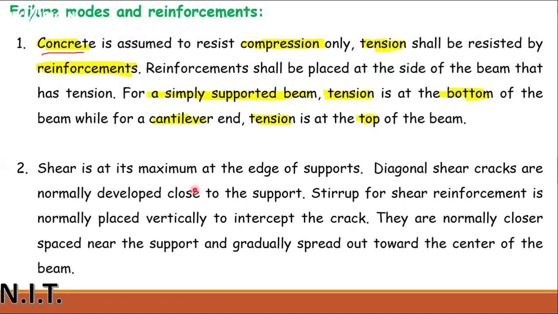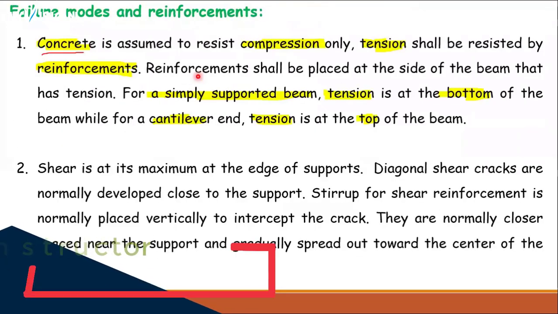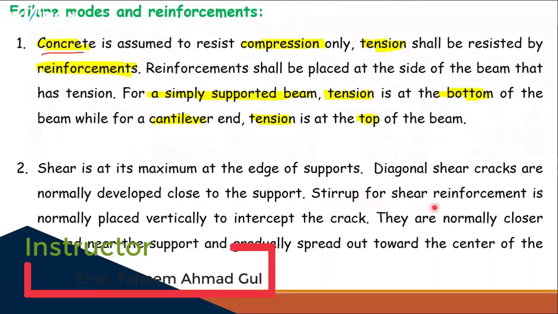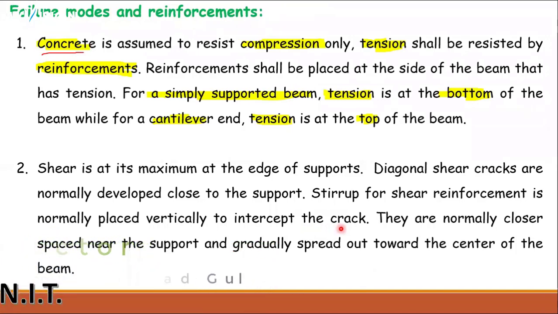Diagonal shear cracks are normally developed close to the support. These are the diagonal cracks; they propagate diagonally, near the supports. Stirrups for shear reinforcement are normally placed vertically to intercept the crack.